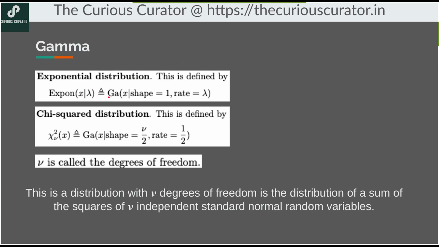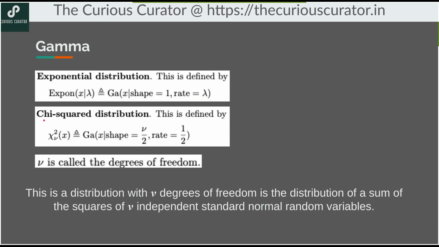So the gamma distribution is a generalization of two distributions and maybe more. We have to check Wikipedia, but these are the two which are a generalization of gamma. When shape is equal to 1 and rate equal to lambda, the gamma distribution becomes the exponential distribution, and it's very easy to check. You just substitute these values in the formula and you get exponential.